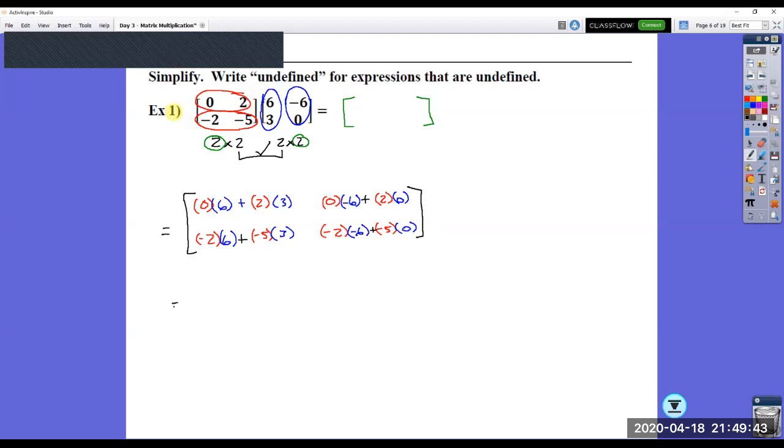So this right here is an unsimplified version. 0 times 6 is 0, plus 2 times 3 is 6. That's going to give me a -12, subtract 15, 0, plus 0, give me a 12. Right here, -2 times -6 is 12, -5 times 0 is 0. I guess I'll show that work right there. So the answer is, when I get this, I put it right back up here. 0 plus 6 is 6, 0 plus 0 is 0, -12 subtract 15 is -27, and 12 plus 0 is 12. That is our answer then.